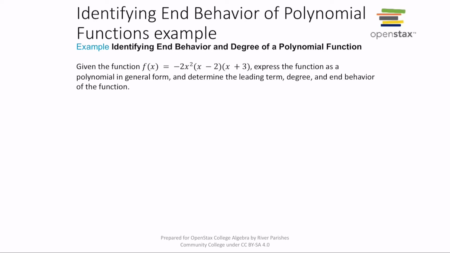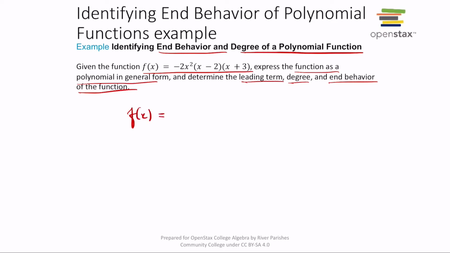Now, let's take a look at how to identify the end behavior and the degree of the polynomial. Let's say they have given us a function f of x equal to minus 2x square times x minus 2 times x plus 3. They are asking us to express the function as a polynomial in general form, and then determine the leading term, degree, and the end behavior of the function. So how do you first do it? Multiply the values and try to get the final equation.